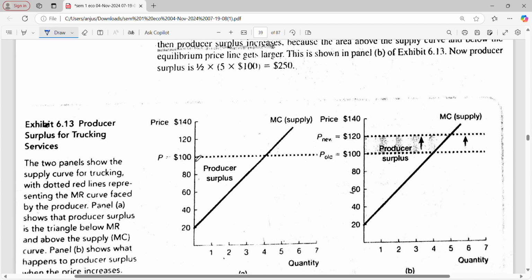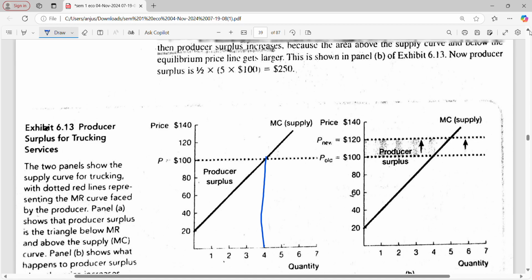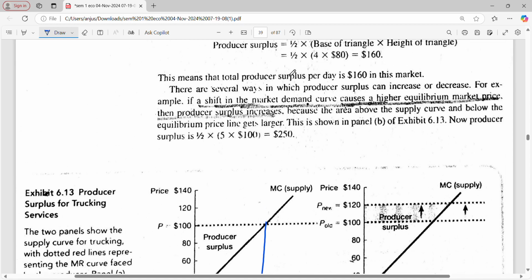So half multiplied with the base of the triangle. The base is 4 and the height is 100 minus 20, 80. That gives you 160. Okay, this is the answer here.